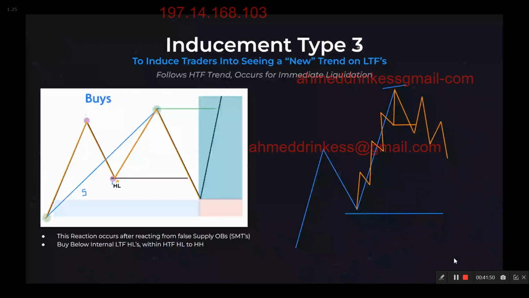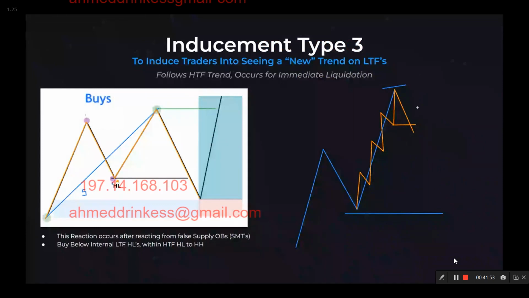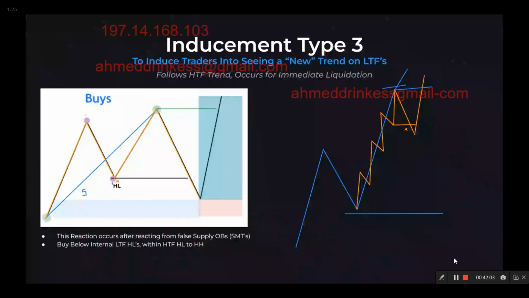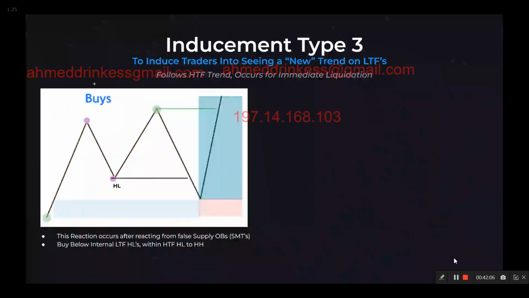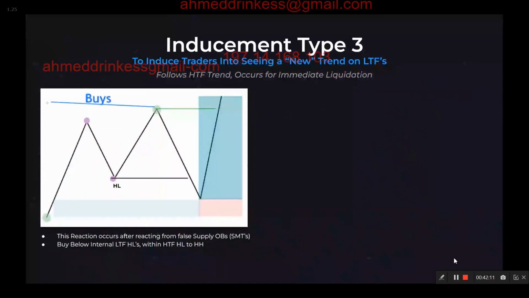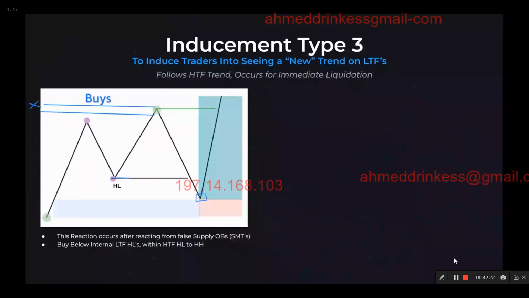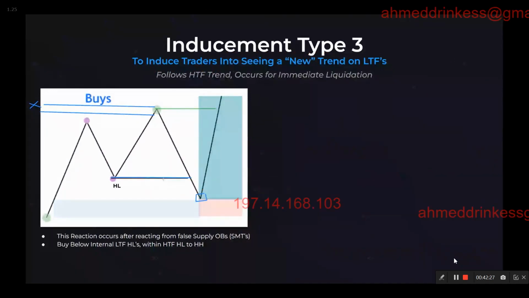This is an inducement because on the lower time frame, we're inducing traders to believe that there's going to be a reversal, but we're actually just collecting an internal higher low that's going to allow us to then resume and make new higher highs on that 4-hour, right? So that is how we apply this type 3 inducement. This reaction occurs after reacting from false supplies, meaning over here, if there's an order block that's not valid, it can mitigate it and cause a small reaction. Do not worry ever. Just focus on, after that mitigation, identifying that quick type 3 inducement to come down, maintain the main range and then go higher.